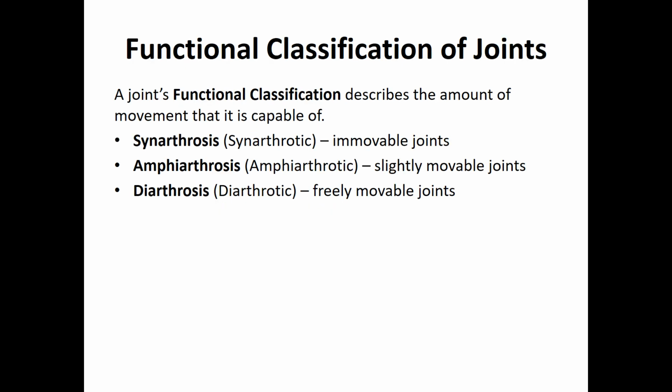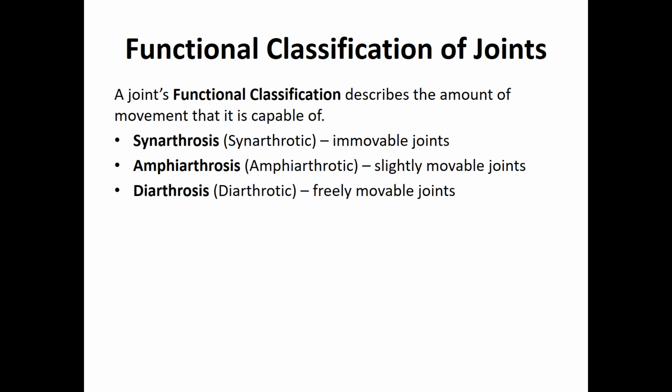To begin with, let's discuss joints. You'll see in the lab manual where it's defined as the functional classification of joints, and this describes the amount of movement a joint is capable of. Immovable joints are classified as synarthroses. If they are considered amphiarthroses, that means they're slightly movable. And if they're classified functionally as diarthroses, that means they are freely movable.